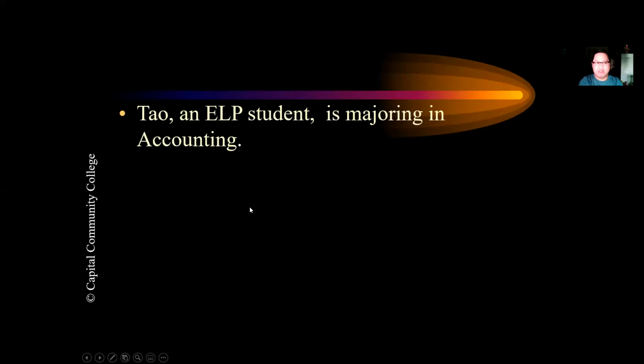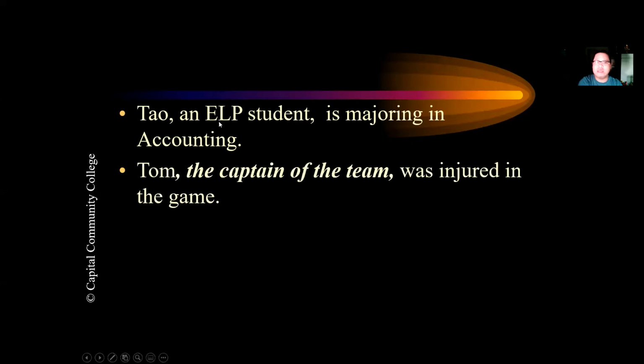Like this example: Tao, an ELP student. ELP stands for English language. Tao, an English language student, comma, is majoring in accounting. So "an ELP student" right here is added information about this subject. Remember, again and again, I may be sounding like a broken DVD, you have to put a comma before the added information and after.